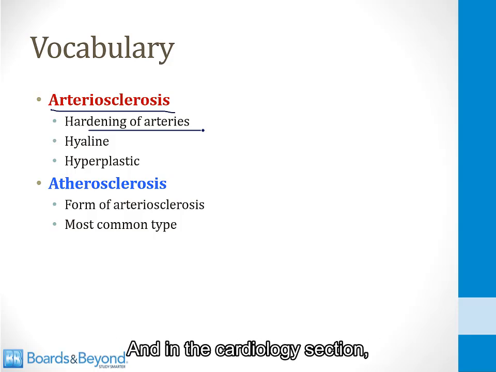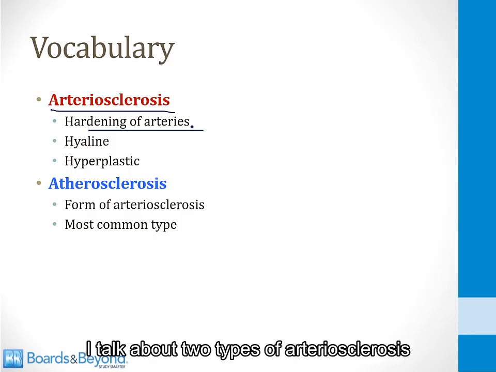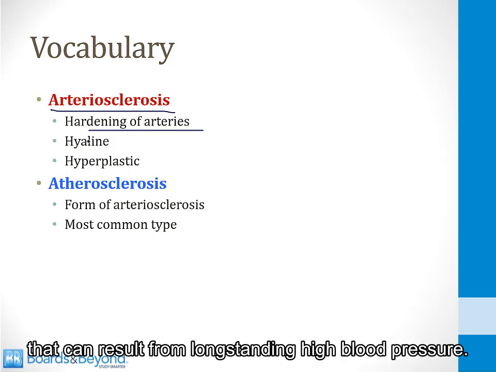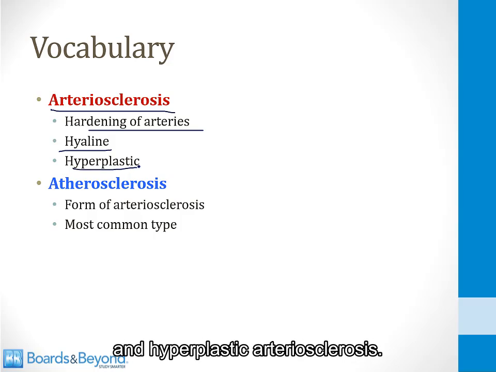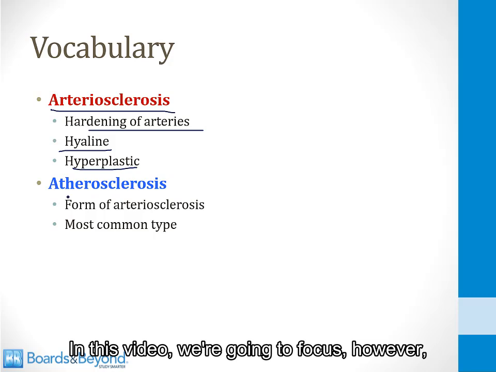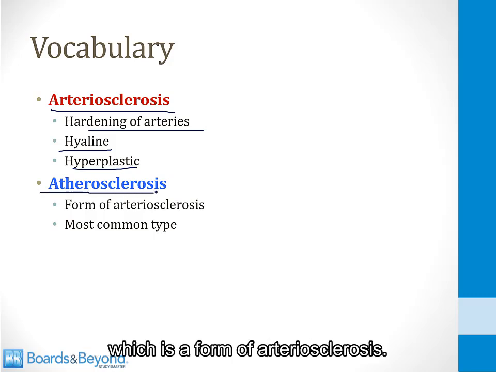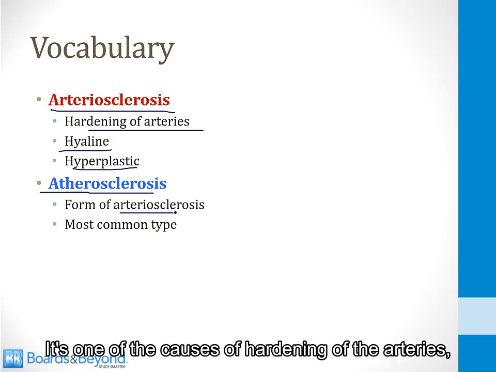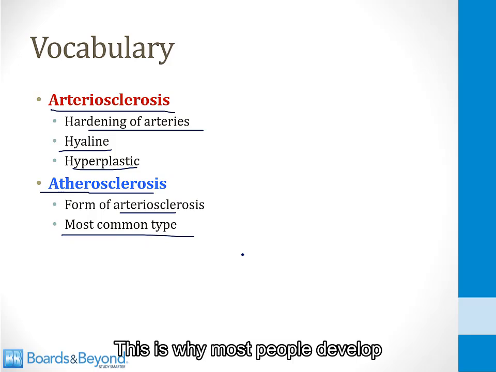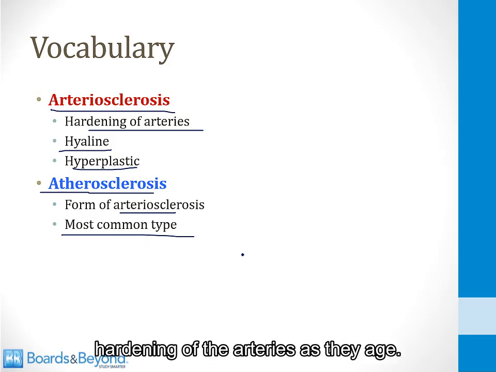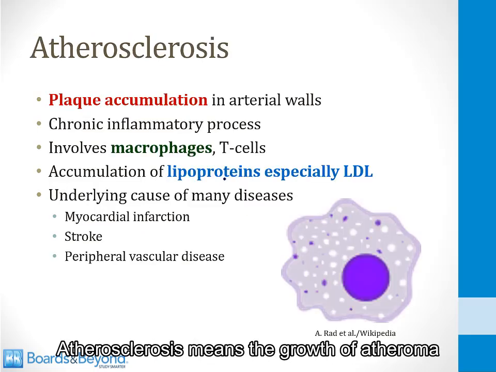And in the cardiology section, in the videos on hypertension, I talk about two types of arteriosclerosis that can result from long-standing high blood pressure. Those are hyaline arteriosclerosis and hyperplastic arteriosclerosis. In this video, we're going to focus, however, on atherosclerosis, which is a form of arteriosclerosis, is one of the causes of hardening of the arteries, and this is the most common type. This is why most people develop hardening of the arteries as they age.